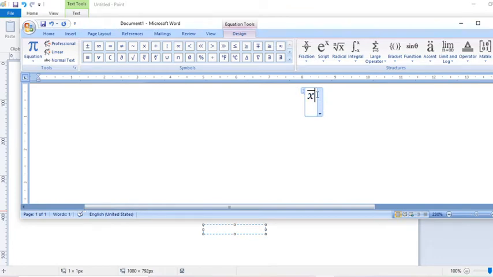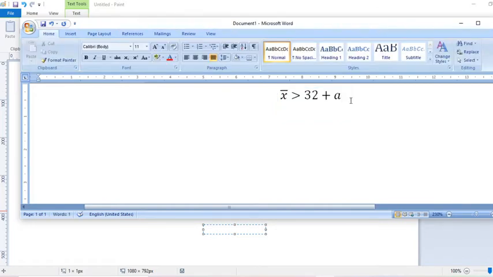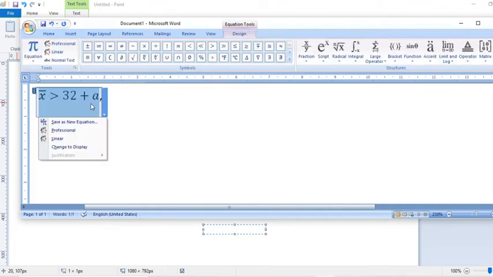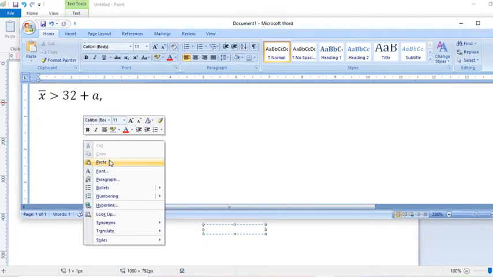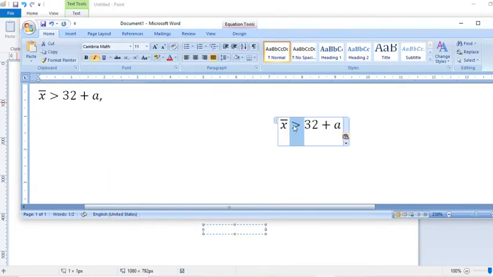If x bar is greater than 32 plus a positive quantity a, or, since it is a two-sided hypothesis, if x bar is considerably less than 32 minus a, then also we can reject the null hypothesis.